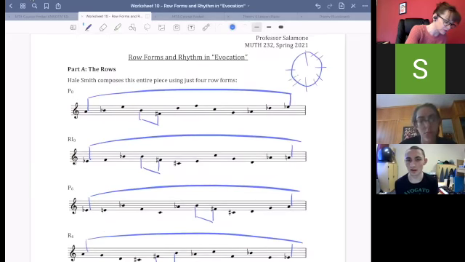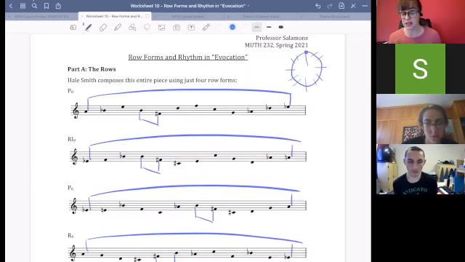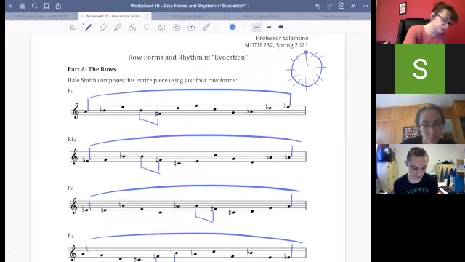So I'm going to arbitrarily start on the pitch C. And I'm going to go through the circle of fifths with it. So C up a perfect fifth will give me G, and G up another perfect fifth will give me D.